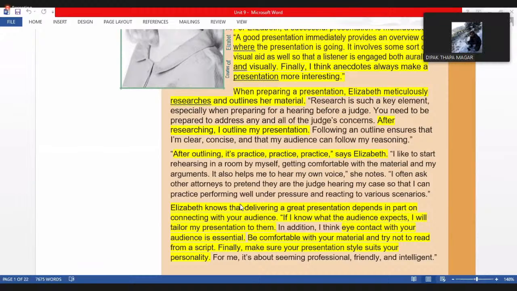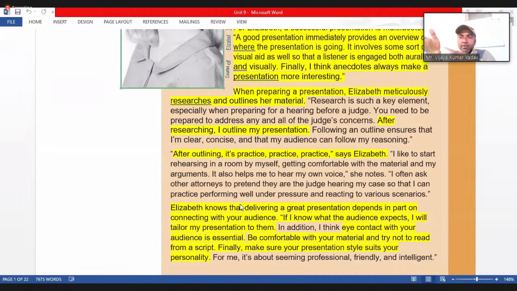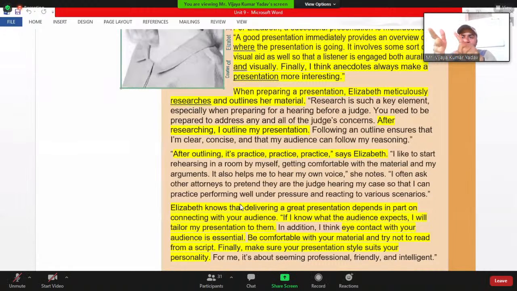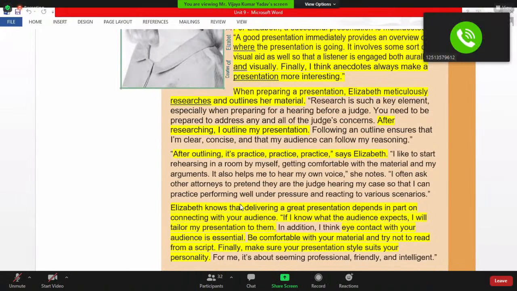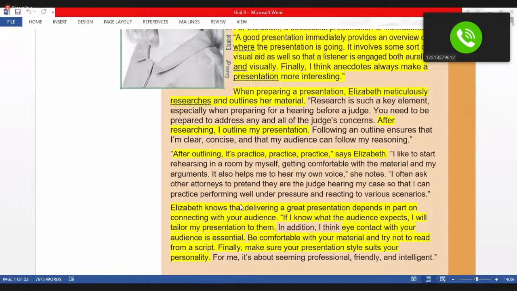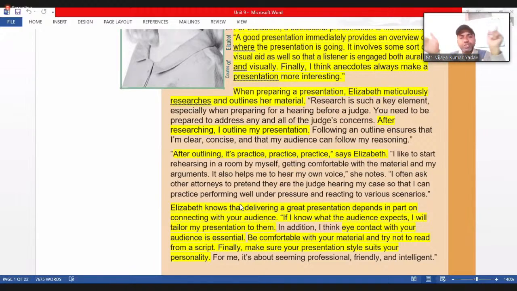Yes, sir. Okay. Then keep all these fundamentals in mind: articulation, good pronunciation, voice quality, and body language. This class will end in 10 minutes. In body language you have eye contact, facial expression, gestures, and postures. So all these are the fundamentals of effective presentation.